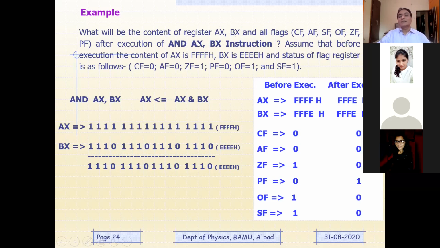Okay, in order to process this we need to presume some data. So what would be your presumed data? It has already been mentioned in the example. Assume that before execution the content of AX is FFFFH, BX is EEEEH, and the status of the flag register is like this. If this is the status of AX, BX and flags before execution, what would be the status after execution? For this you have to do it like this. Before execution, write here AX equal to FFFF, which is already given.